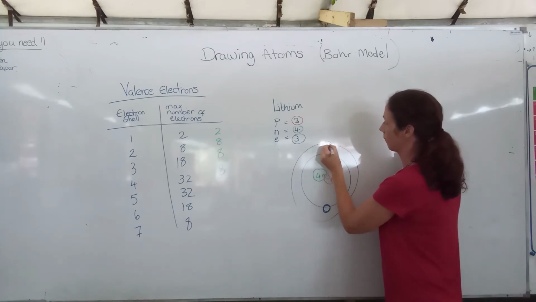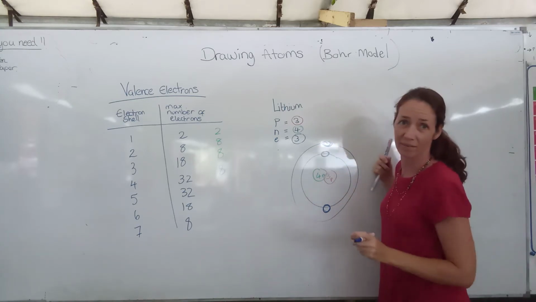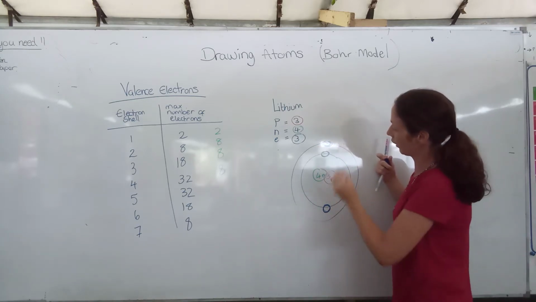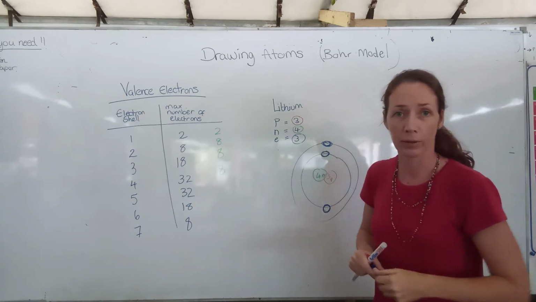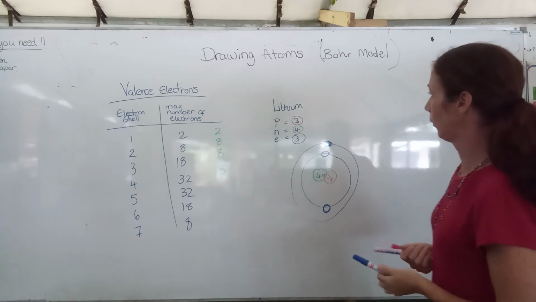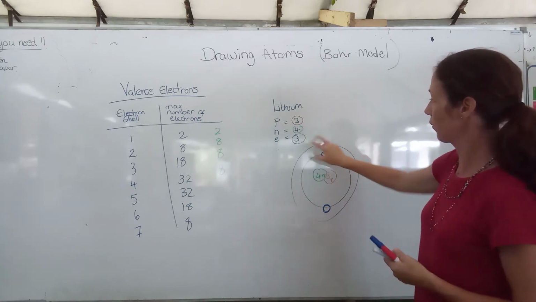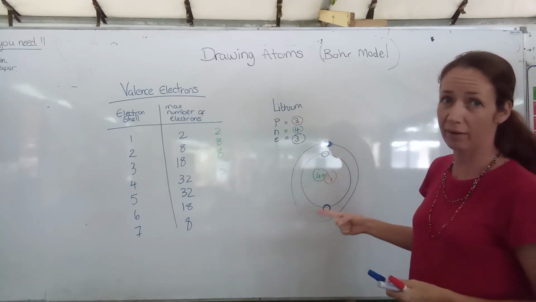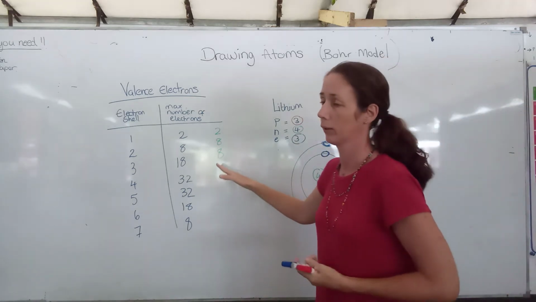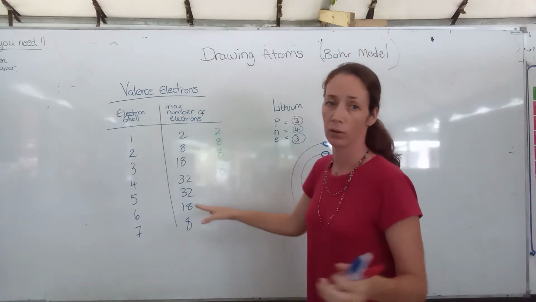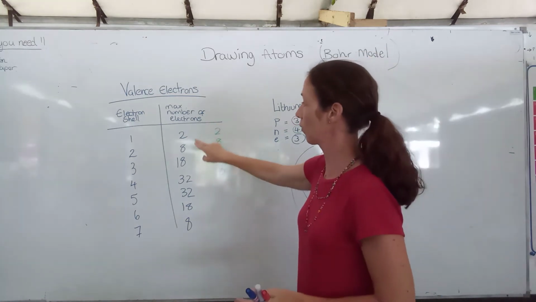This orbit is actually called a valence. So these electrons go in separate valences depending on the number. Okay, so valence, 3 electrons, so there's 2 in the first valence, and then I've only got 1 in the next valence.